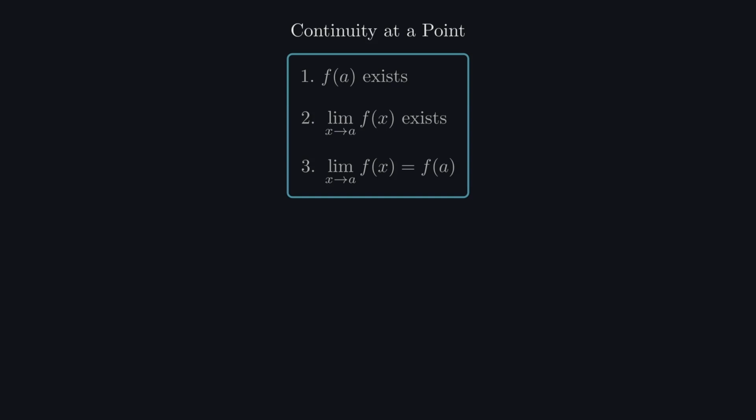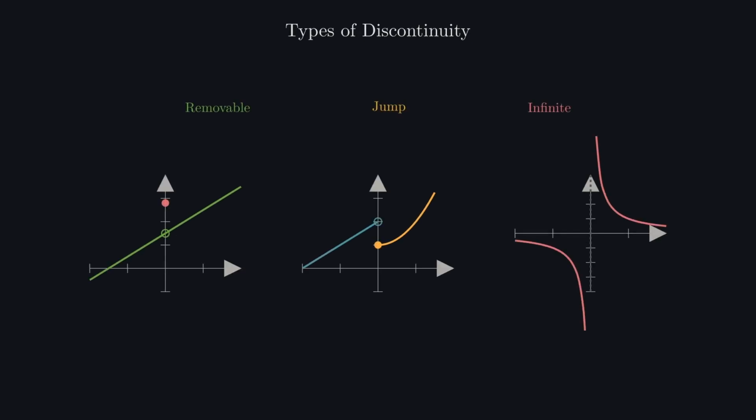Now, let us classify the main types of discontinuity. A removable discontinuity occurs when the limit exists, but the function value is missing or incorrect. So, one point can be fixed. A jump discontinuity occurs when the left-hand and right-hand limits both exist, but they are not equal. An infinite discontinuity occurs when the function grows without bound near the point, usually around a vertical asymptote.